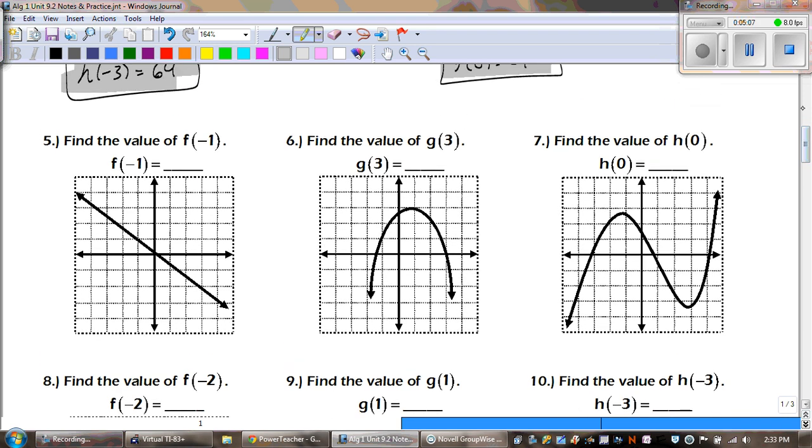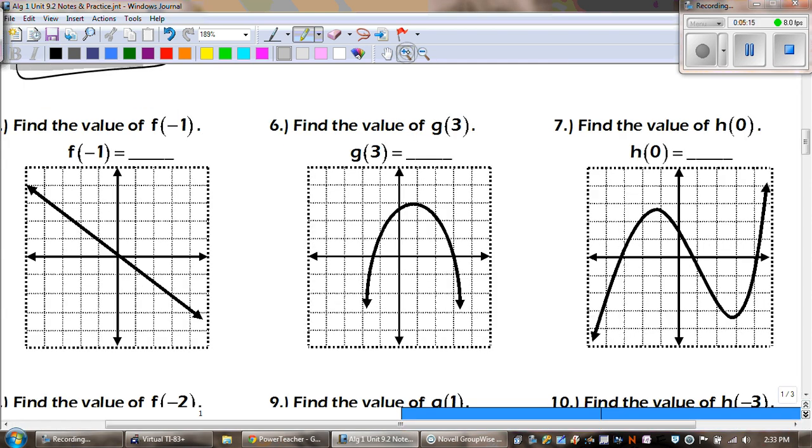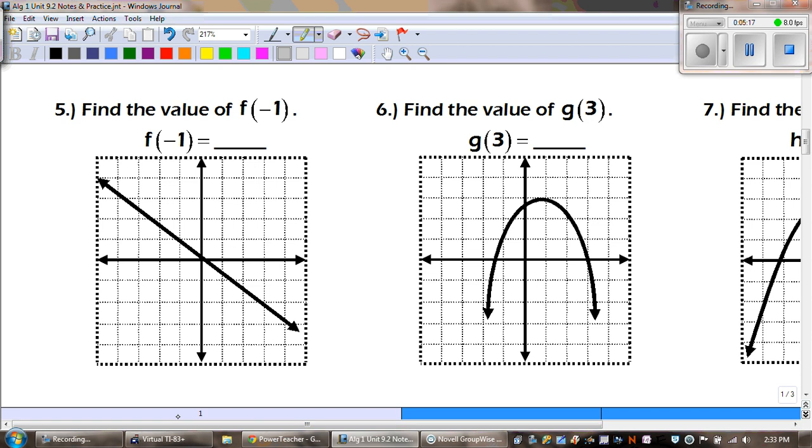Okay, so these next ones, we need to find the value of the function. f of -1. So if this is what we plug in, this is what x is. So when x is -1, what's our answer? So when x is -1, our answer is a +1. And we just got it because that is the point.